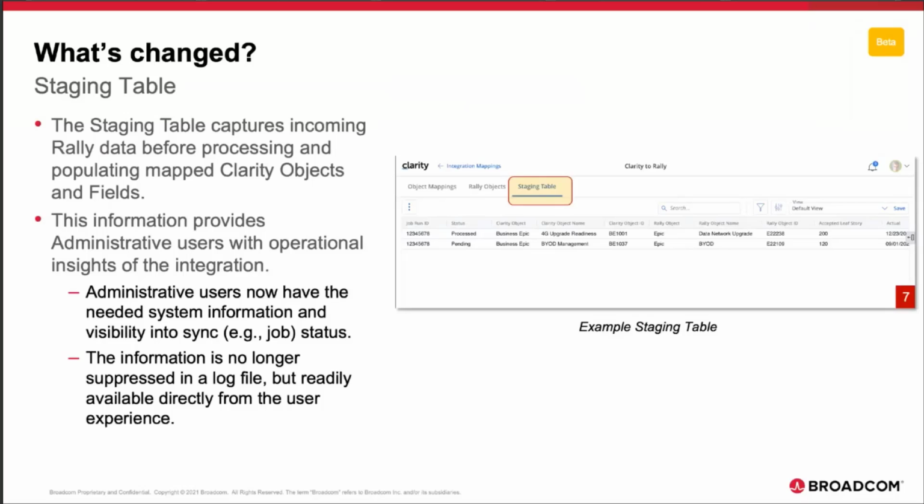Each time a job like the sync job is run, these staging tables are cleared out. In this release, the staging table supports inbound Rally information. In the next release, we're targeting to enable outbound Clarity information to move through the staging tables. And as I mentioned, this sets us up for the future support of pre-processing the data before it moves into or out of Clarity.